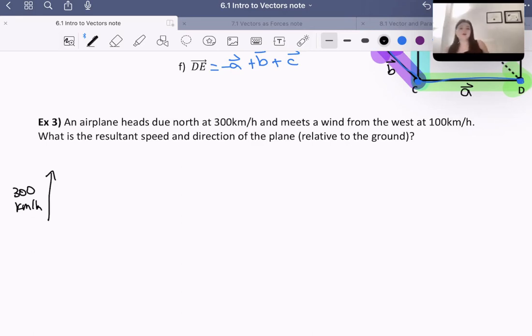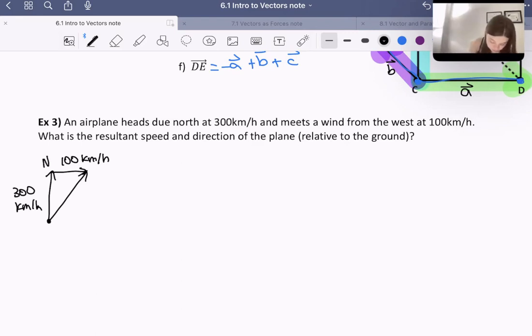Okay, so it says from the west. So if it comes from the west, which is our left, and goes to our east, which is the right, then we're going to go like that, 100 kilometers per hour, just like so. What is the resultant speed and direction of the plane relative to the ground? Because the plane's up in the air and it's going 300 this way, and then the wind's pushing it, so the resulting vector is going to make it go this way. In terms of heading, it's heading straight due north, but the wind is pushing it a little to the east, so it gets a little bit off track, right?